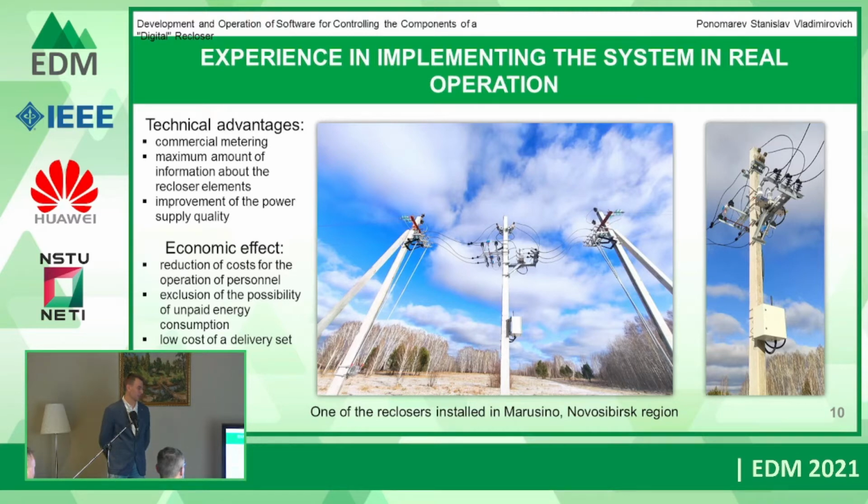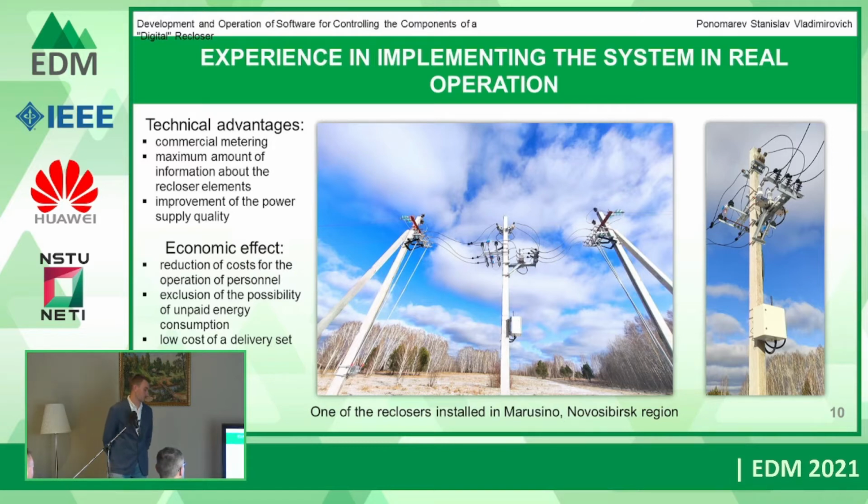The advantages and benefits of using this recloser could be divided into two parts. The first part is technical advantages. It's, of course, the commercial metering. Also the maximum amount of information about the recloser elements, because we use digital technologies and we can receive data about all states of the system and send it to the SCADA systems. And improvement of the power supply quality, because we install a recloser and we save other sections of the power line from turning off.